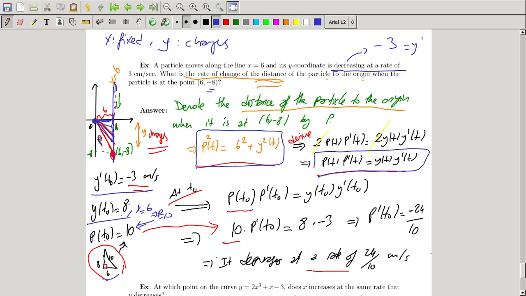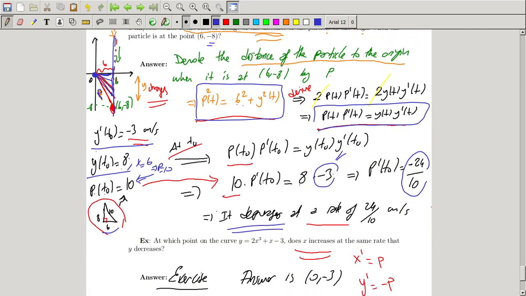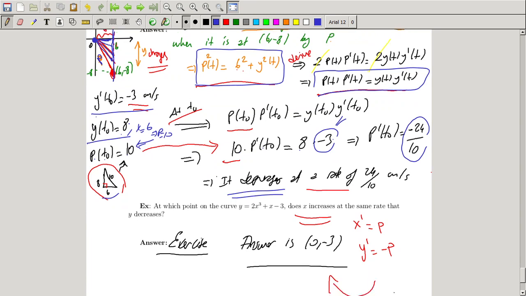So if you write again, 10 times p prime is equal to 8 times minus 3, where minus 3 is y prime. So p prime at t0 will be minus 24 over 10. So it is decreasing at a rate of 24 over 10 because it is going in the negative direction.